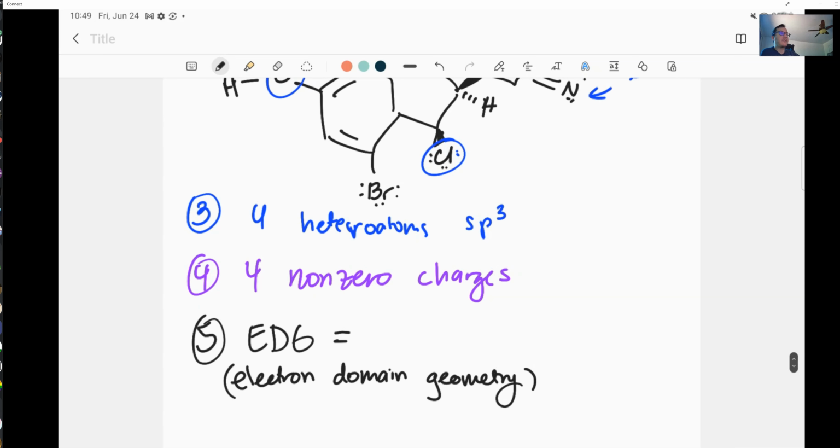How do we figure out the electron domain geometry? Is it based on the lone pairs and the surrounding groups? Yeah. So how many things does bromine have on it? 4 things, right? And therefore its geometry must be tetrahedral, because it's got 4 things.